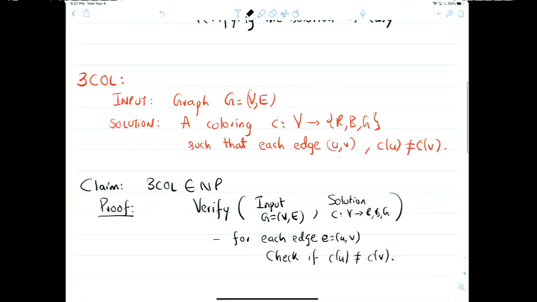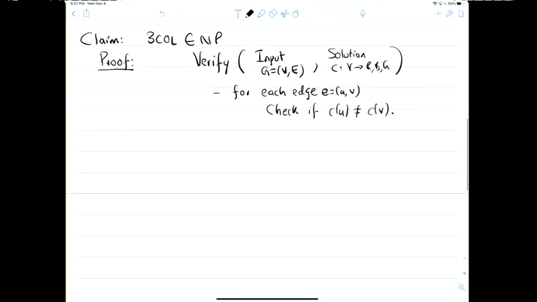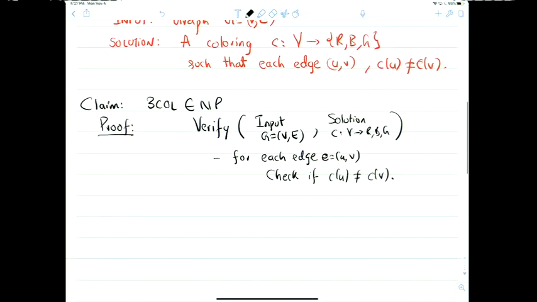I'll show you a few more examples of problems in NP if there are no questions at this point. Yes? Are P and NP disjoint? Great question. So the question was, are P and NP disjoint?